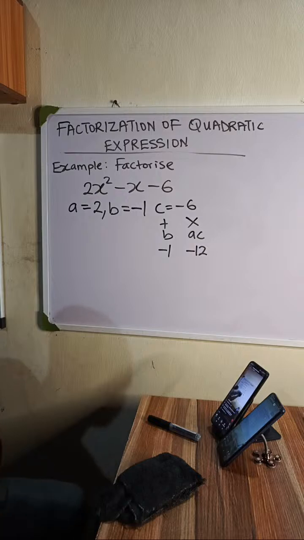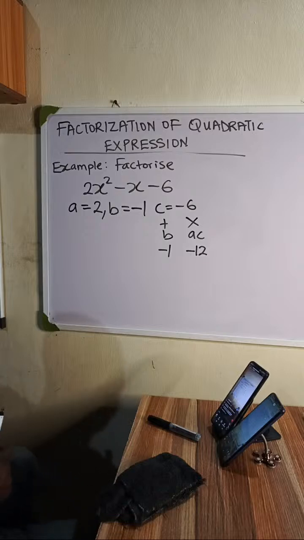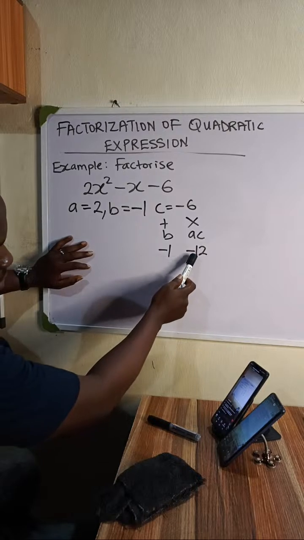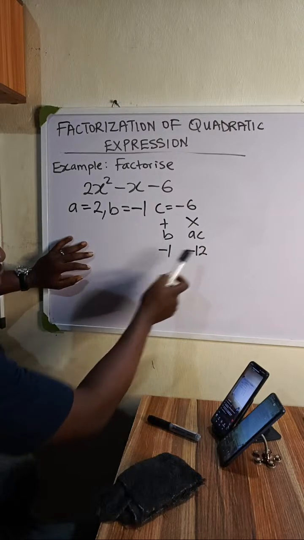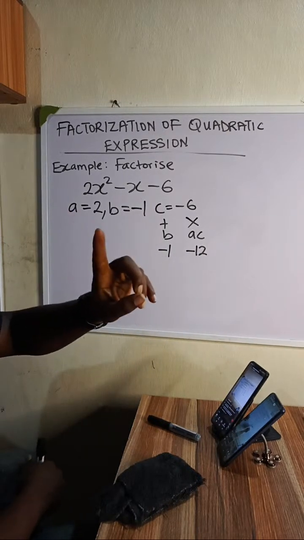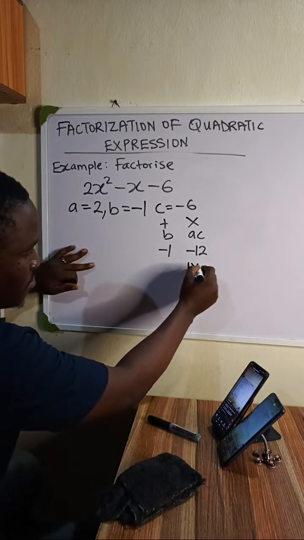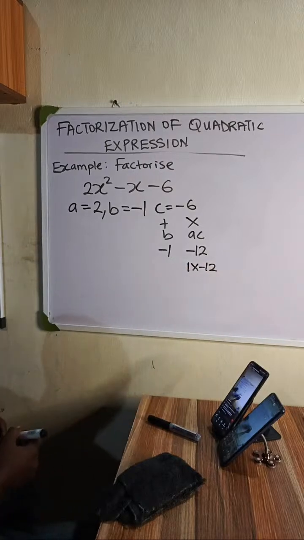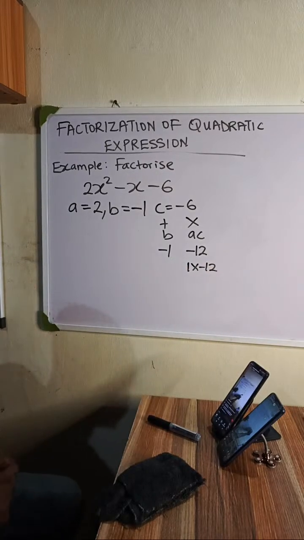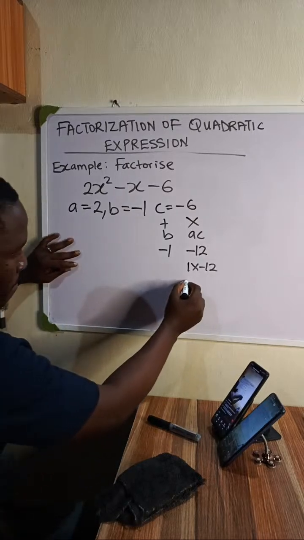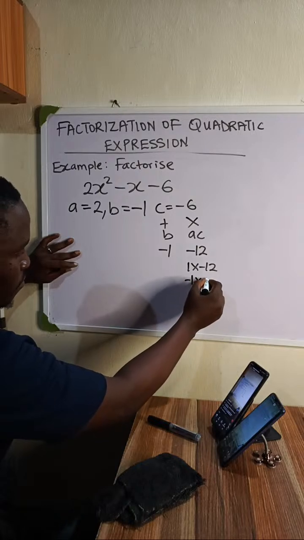Someone says 2 and 4. Let's see. We don't need to guess, you can just find out. So what are the numbers that will multiply to give you minus 12? Always start with 1. So 1 times minus 12 will give you minus 12. Do we agree? 1 times minus 12 is going to give us minus 12. Also, minus 1 times plus 12.